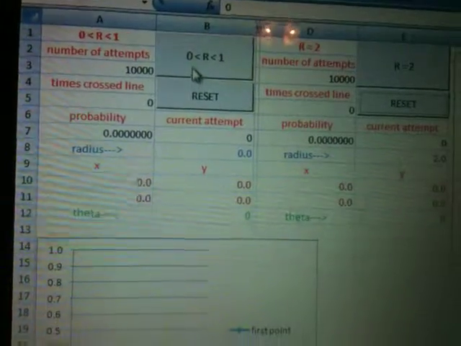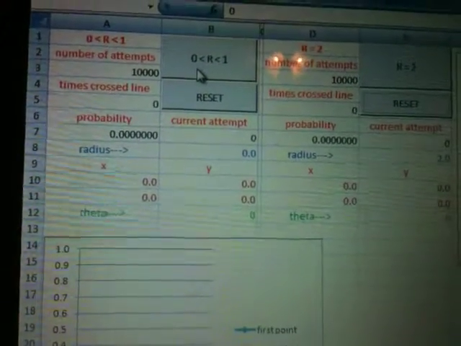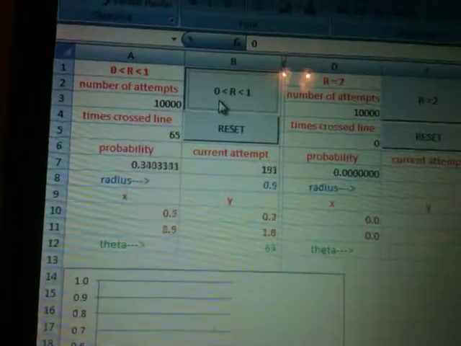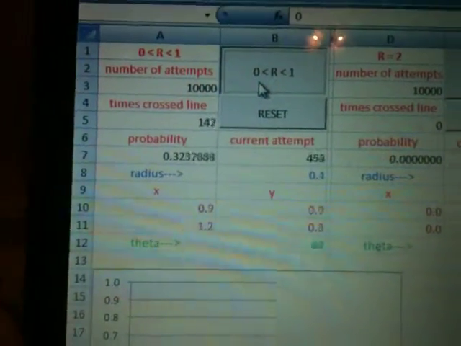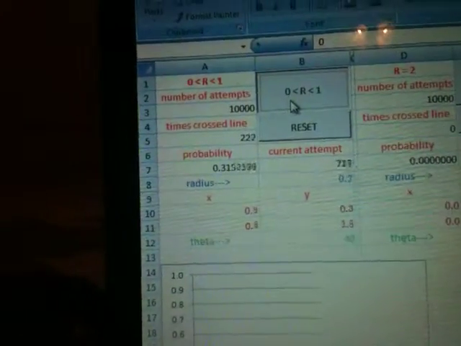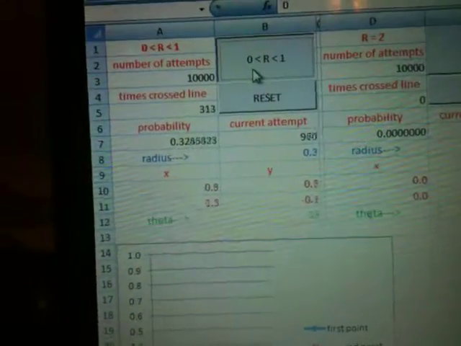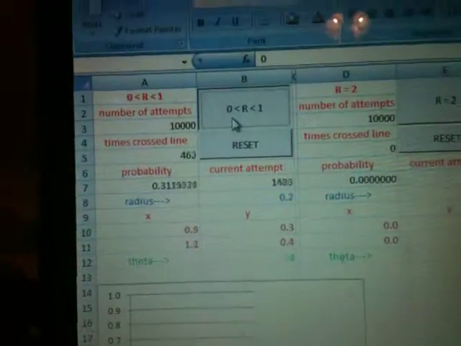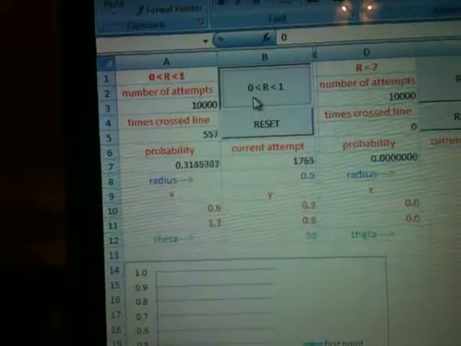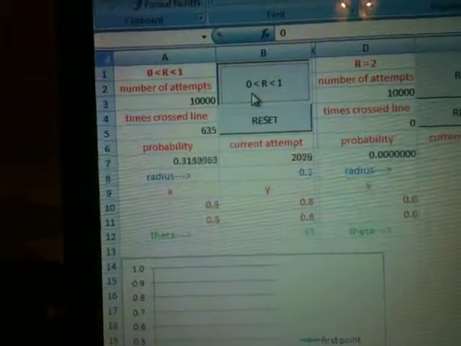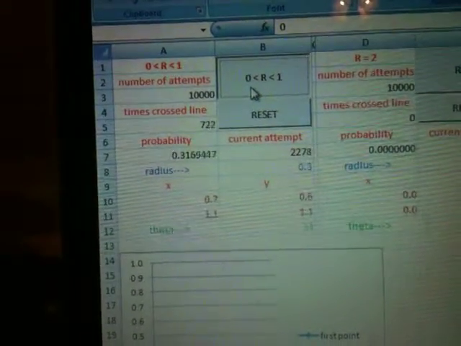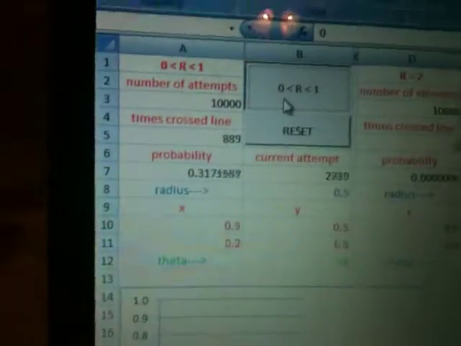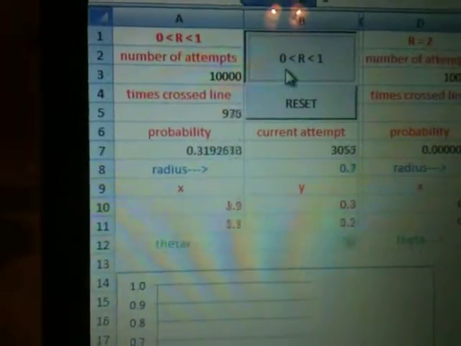So this is if the radius is between 0 and 1. We also generate a random radius of the line, no longer than 1. So to run 10,000 times, we're at current attempt 2,000. And right now, as you can see, it's settling somewhere around 32% of the time it does cross the line.